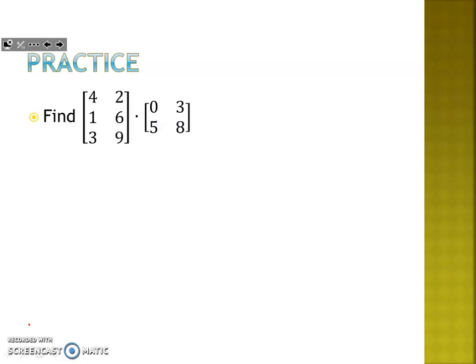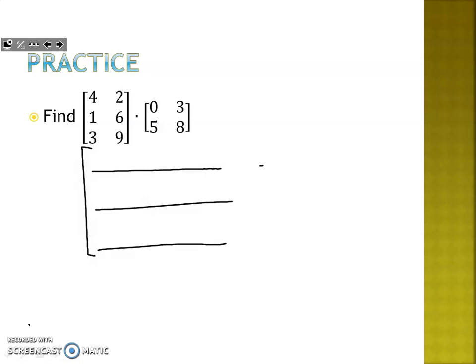Okay, so first, can we multiply this? Well, this is a 3 by 2 matrix, and this is a 2 by 2 matrix. Those match. Our product matrix is going to be 3 by 2. So, I need to draw this out then. It's actually the same matrix we had last time.